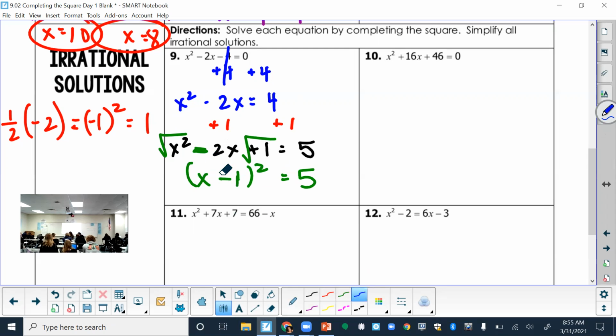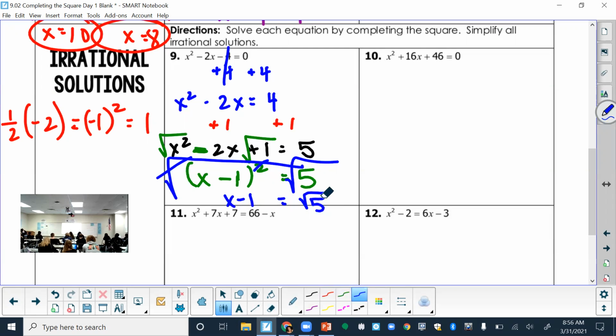All right, so what would be the opposite of squaring something? How do I get this 2 to cancel out? Take the square root. So I'm gonna cancel out that square on the left side. I just have x minus 1. And on the right side, I have the square root of 5. Now, is there a perfect square root of 5? No. If you put it in your calculator, you'll get a long decimal.